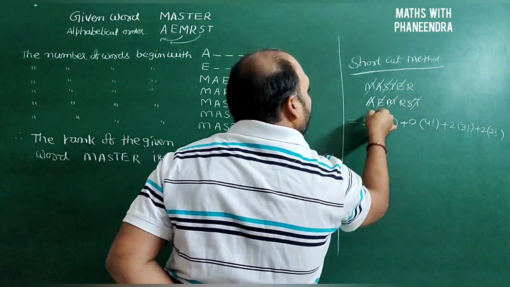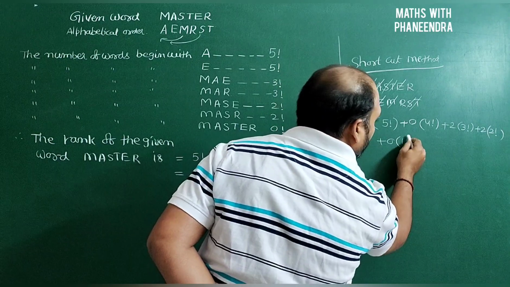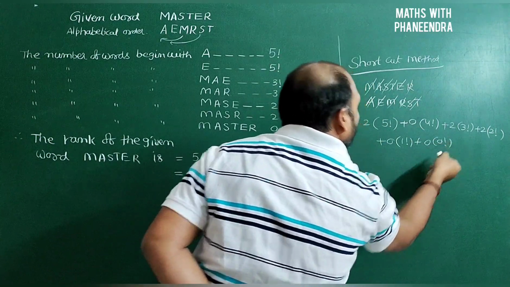Next, E gets cancelled. Before that, no element is there. 0 into 1 factorial. Plus R gets cancelled. No one is there. So 0 into 0 factorial.